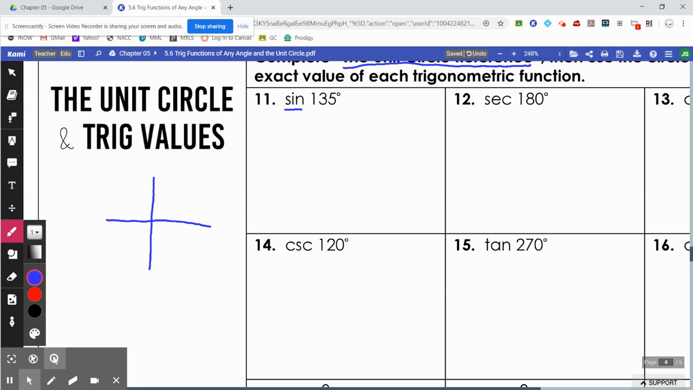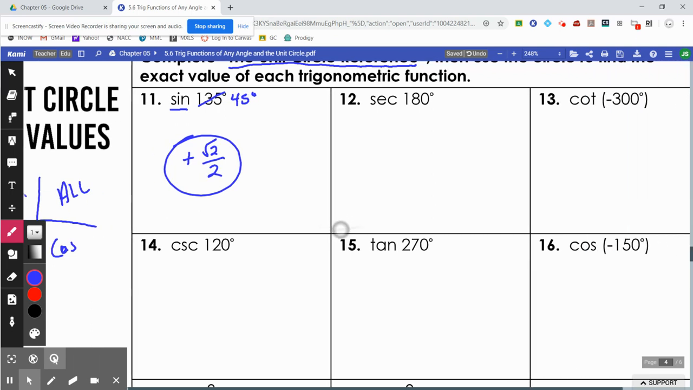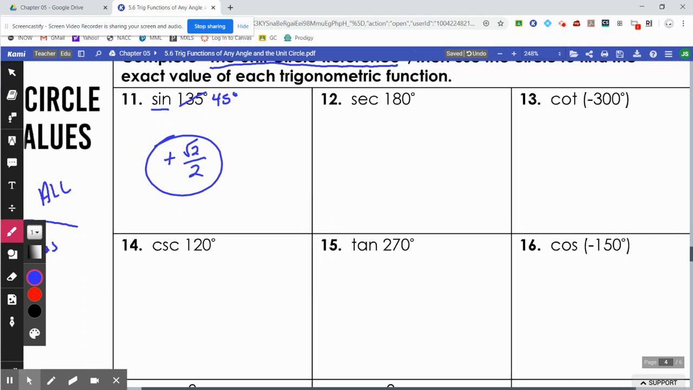Well, before we do that, let's do all students take calculus, so that'd be cosine. 135 is located in the second quadrant, so therefore sine is going to be positive. We can now mark out 135, find its reference angle, which is 45, and simply find the sine of 45, which is root 2 over 2. Done.